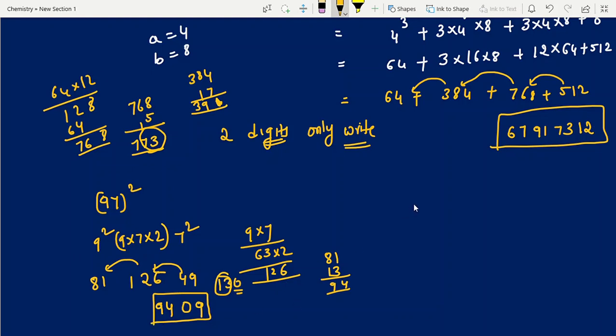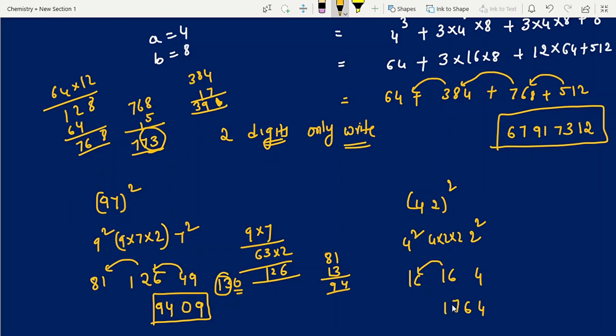Like 42 whole square. How to do? 4 square and this is 2 square and 4 × 2 × 2. That's it. 4 square, 16. 2 2s are 4. So 4 × 2, 8. 8 2s are 16. That's it. Single digit only you can write. Carry forward one here.